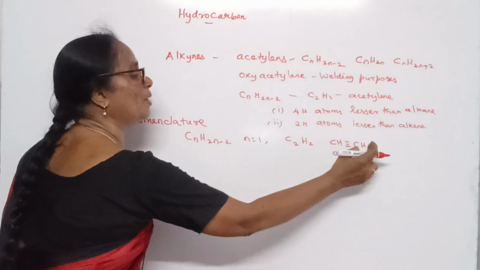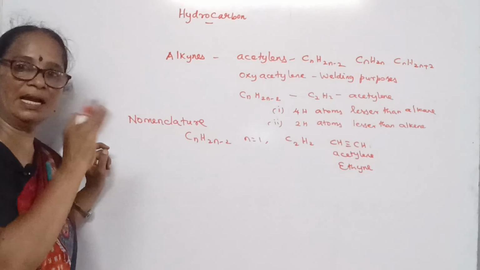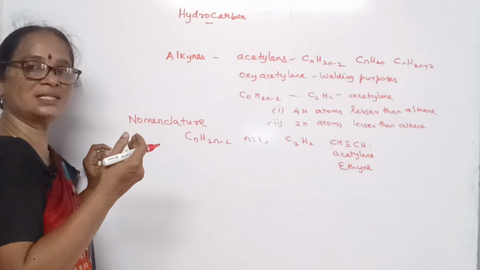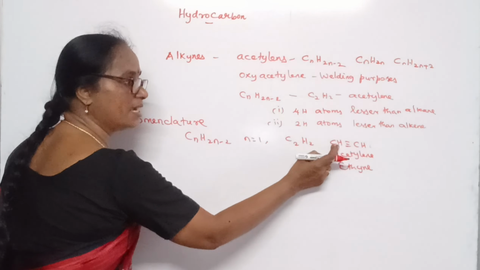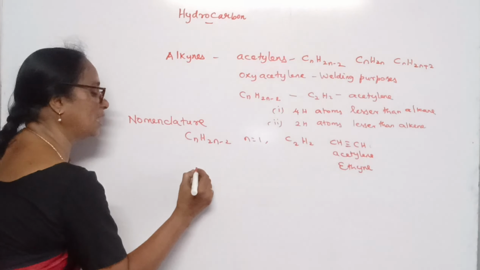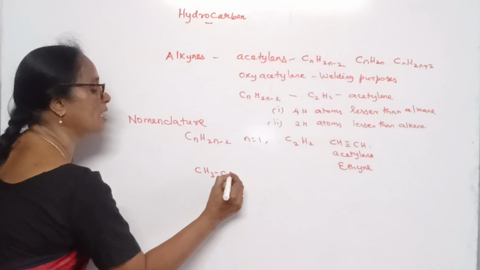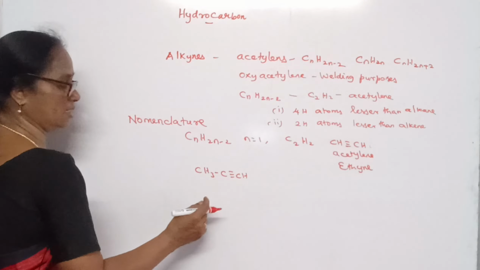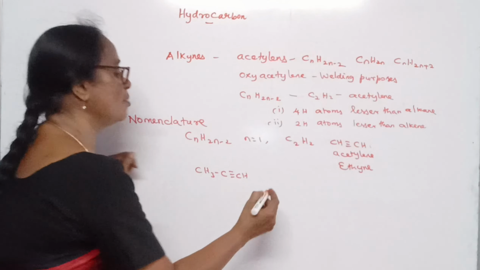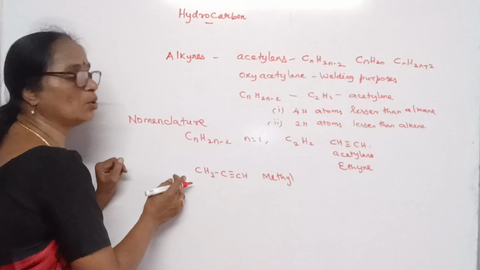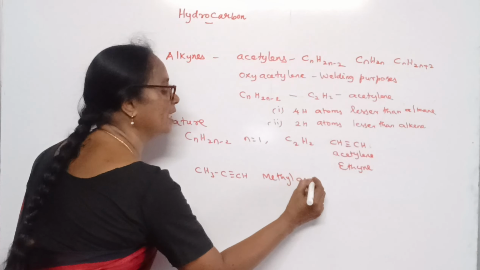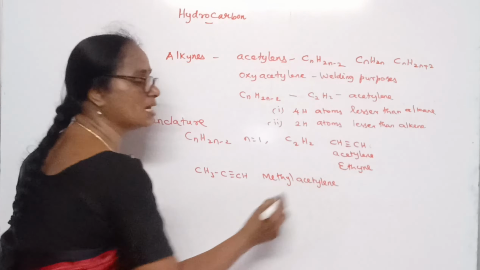Now you can replace both of the hydrogens by any other alkyl group. Based on that we can have their homologous series. Let us replace the first hydrogen by a methyl group. So CH3, C triple bond CH. Its common name is methyl acetylene, because one of the groups is methyl.